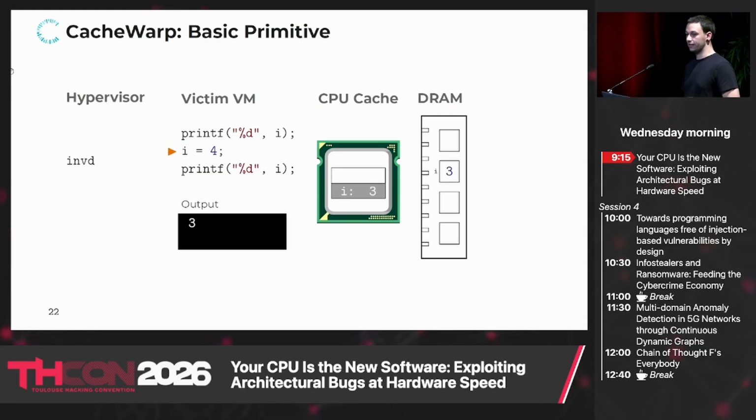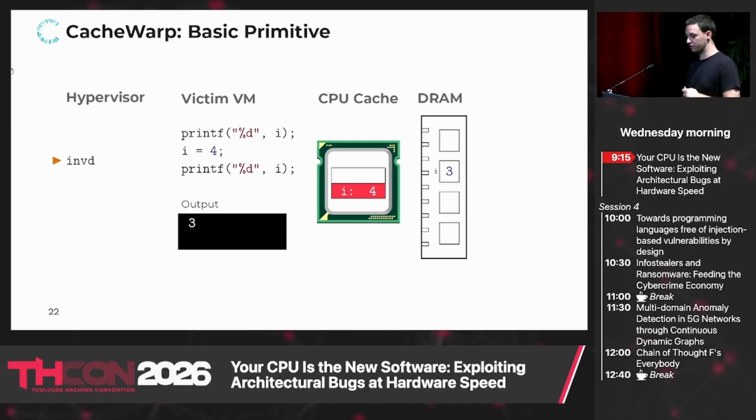Perfect. Then we modify that in the victim VM. We overwrite it with 4. If we do that, it's only updated in the cache for now, before it's at some point written back to memory. So we only have the modification inside the cache. Now, if we would print it again, we get the value from the cache, and it should be 4.